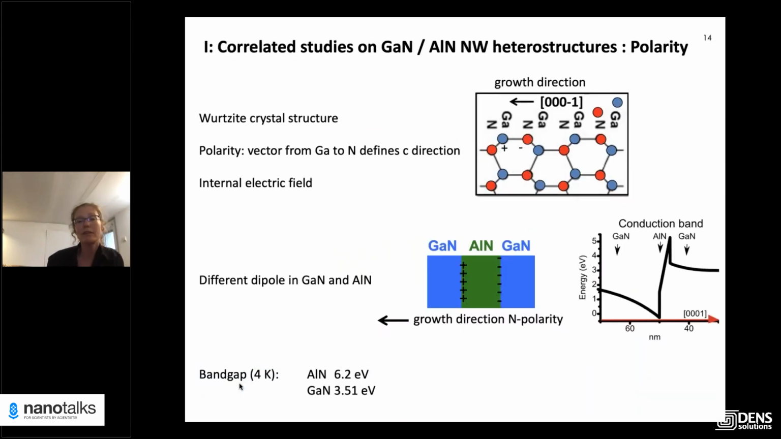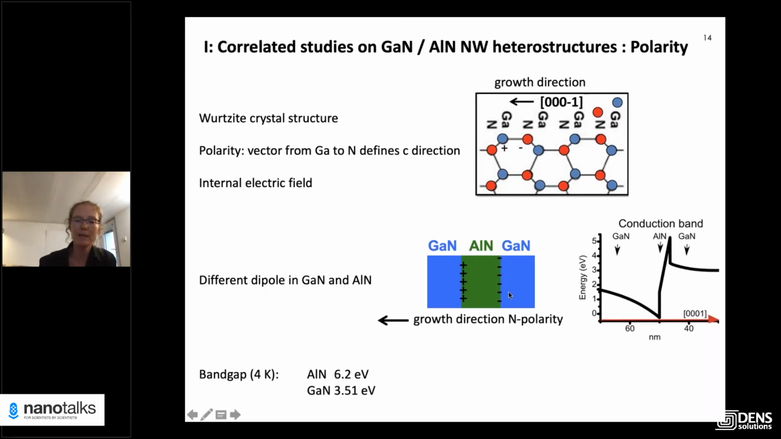So the first study I'd like to show you today is a correlated study on gallium nitride, aluminum nitride nanowire heterostructures. And here we had a particular interest in the polarity. So first I need to explain this to you. These nitride materials crystallize in the wurtzite crystal structure. And because in this structure we have no centrosymmetry, we have lots of little dipoles between nitrogen and gallium columns. In the crystal, each dipole is compensated, but at an interface, the dipole may not be compensated.